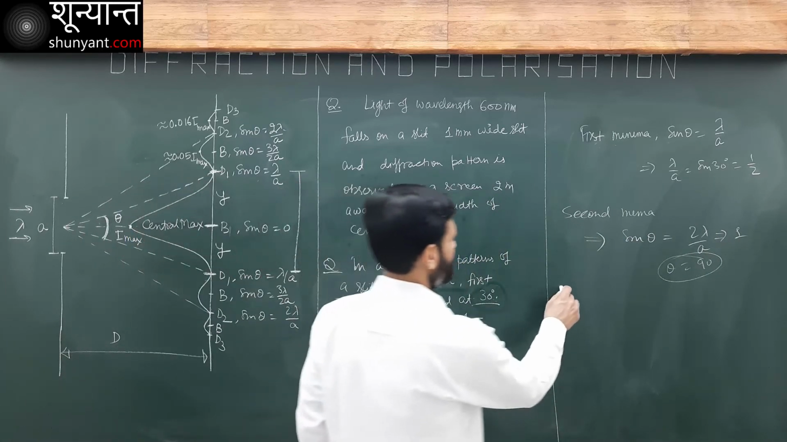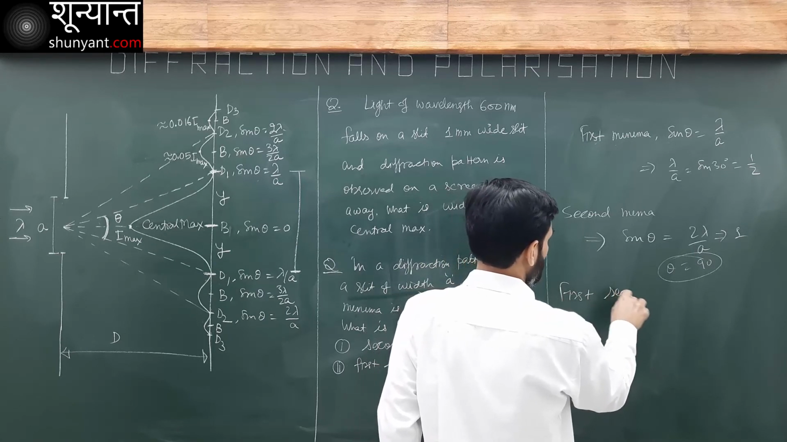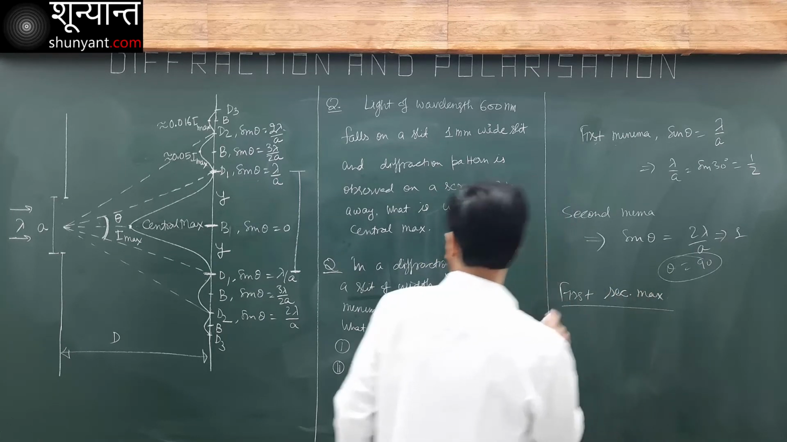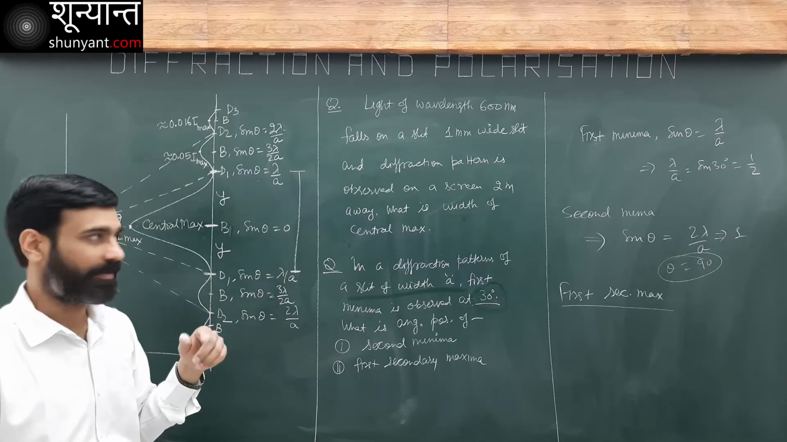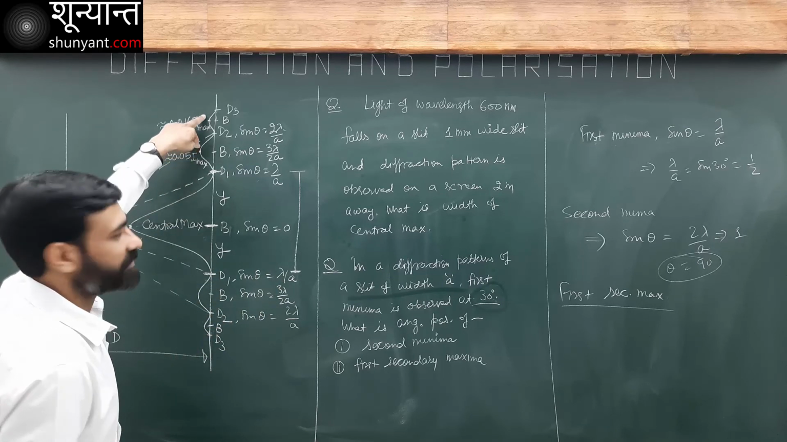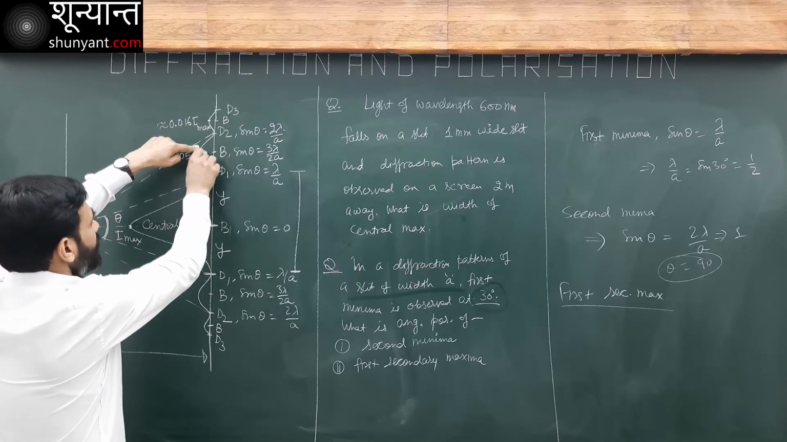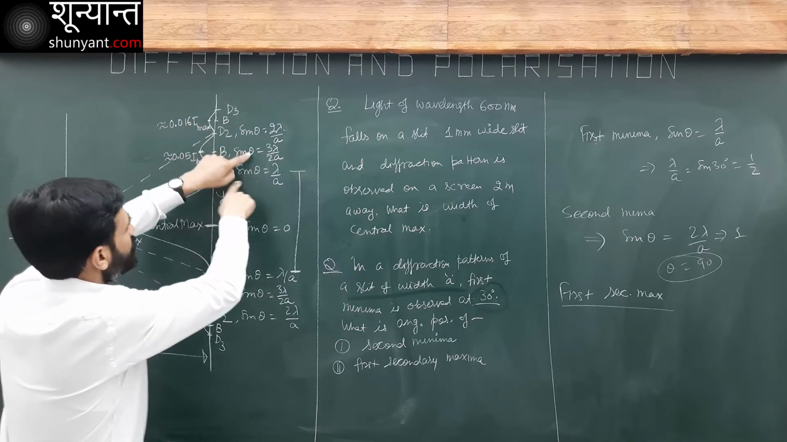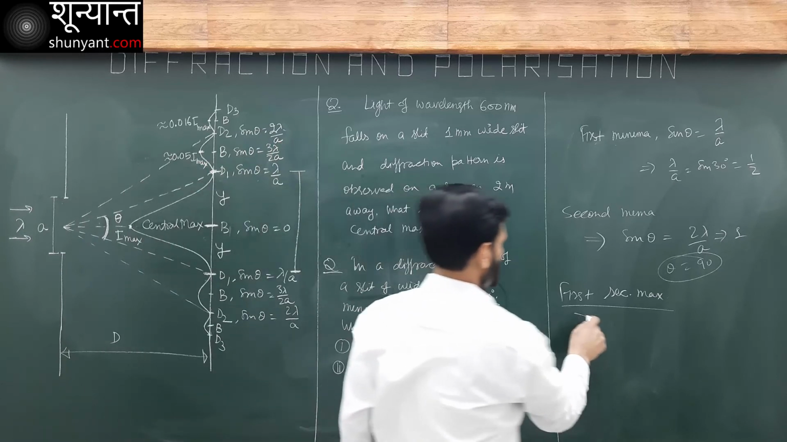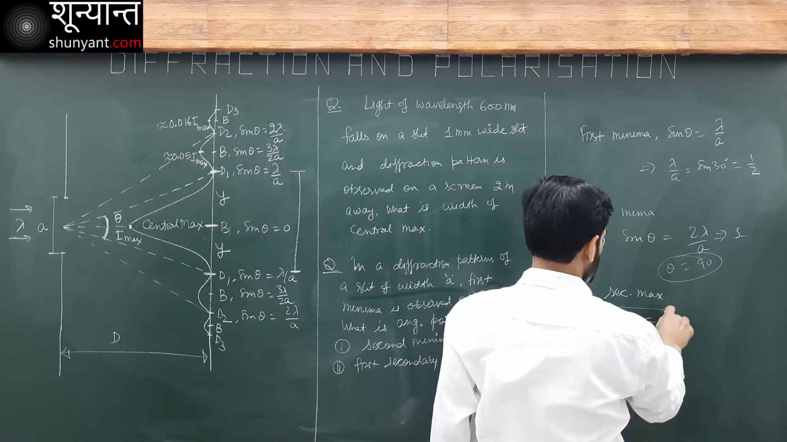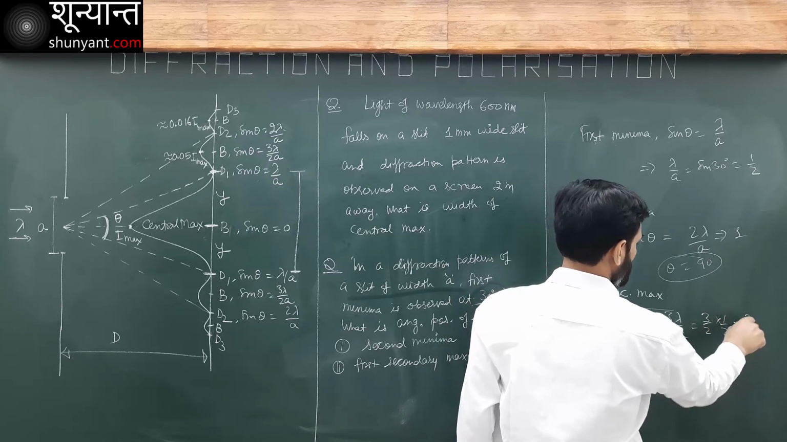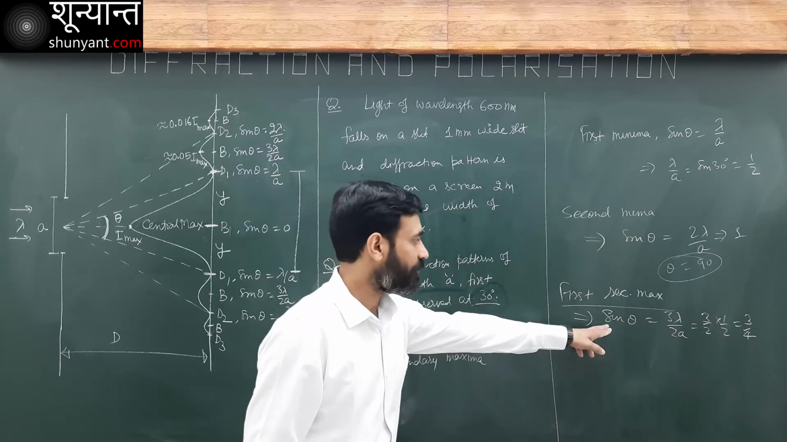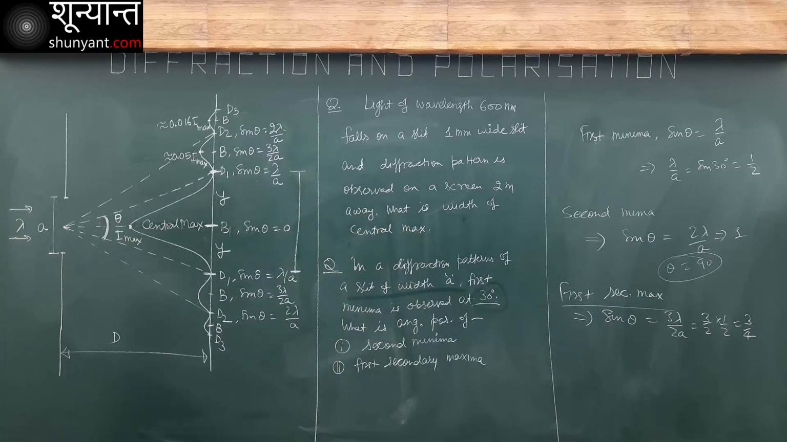Now first secondary maximum. This is central maximum. After this, all the others are secondary maxima. This becomes first secondary, this becomes second secondary. So first secondary will be between the first and second minima, so sin theta is 3 lambda over 2a. So 3 over 2 and half, this is 3 over 4. That will be the angular position of the first secondary maximum.